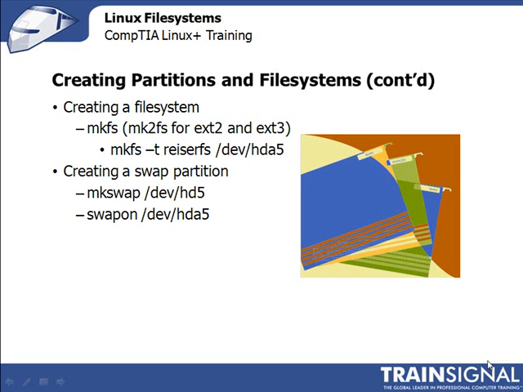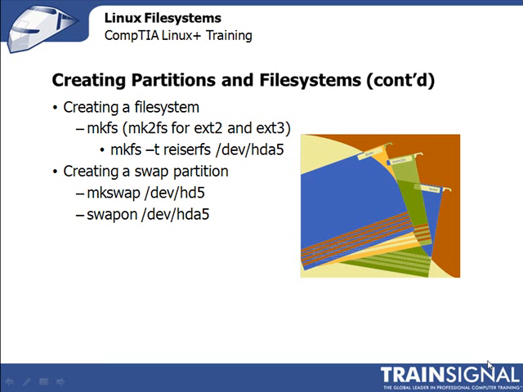If you want to create a swap partition, you use the mkswap command. And the syntax is relatively simple as well. It's mkswap space device name. Then you'll need to initialize or activate it with the swapon command, which is swapon space device. And you see a couple of examples there on the screen.